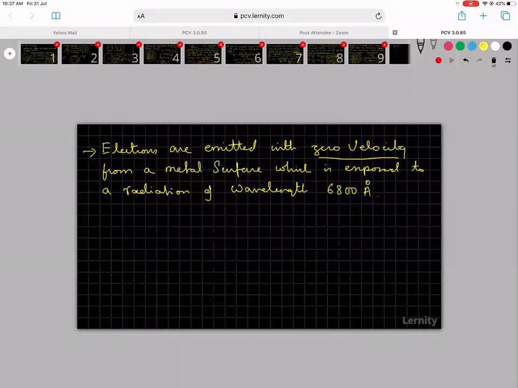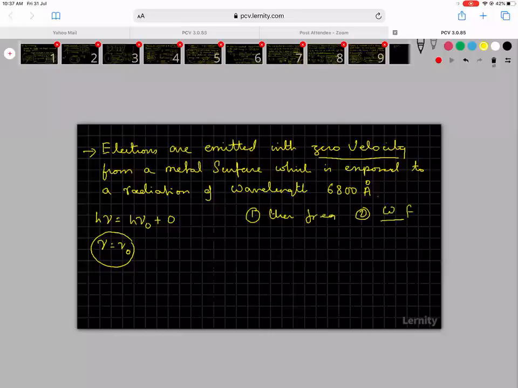Zero velocity means h nu is equal to h nu naught plus 0. So what can you infer? Nu is equal to nu naught. Now they are asking you for two things. One, threshold frequency, and second thing, work function of the metal. So we can answer both of them.